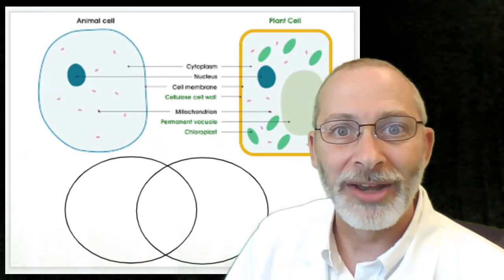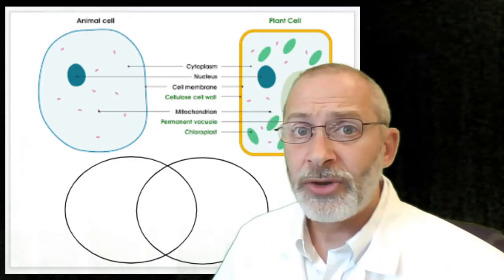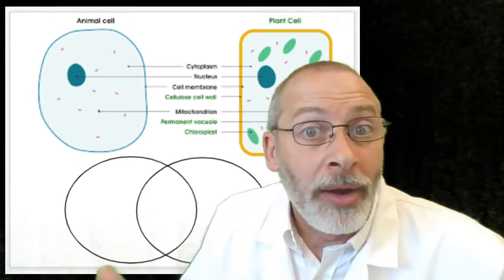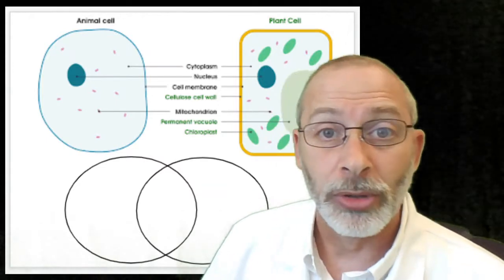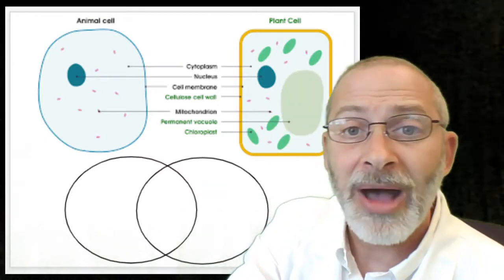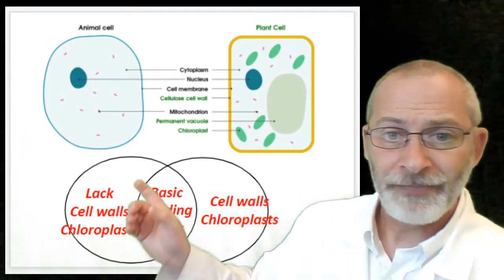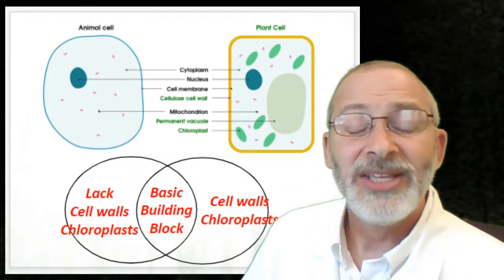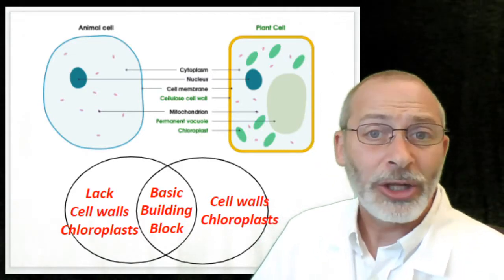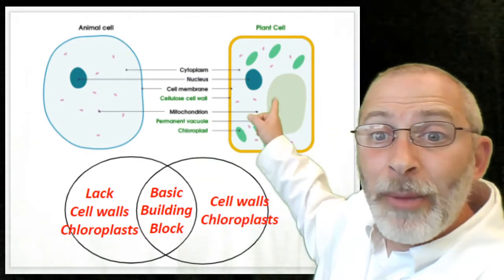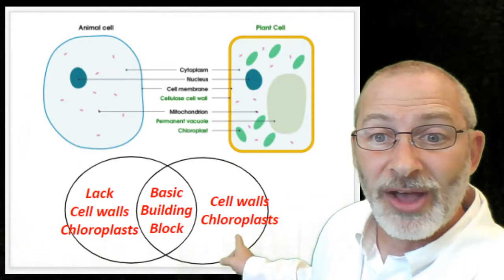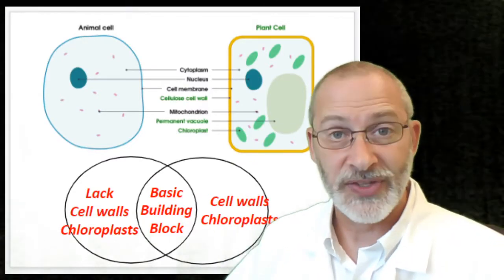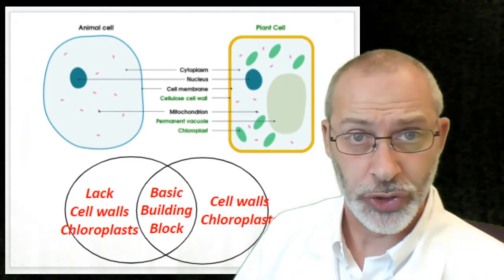Okay, hopefully you've had enough time to talk about it. And there's no one right answer here, but I am going to give you one of several possible correct answers as I complete my Venn diagram. Animal cells, as you know, they lack cell walls and they lack chloroplasts, whereas plant cells have both cell walls and chloroplasts. So those are differences. That's how you can contrast the two.